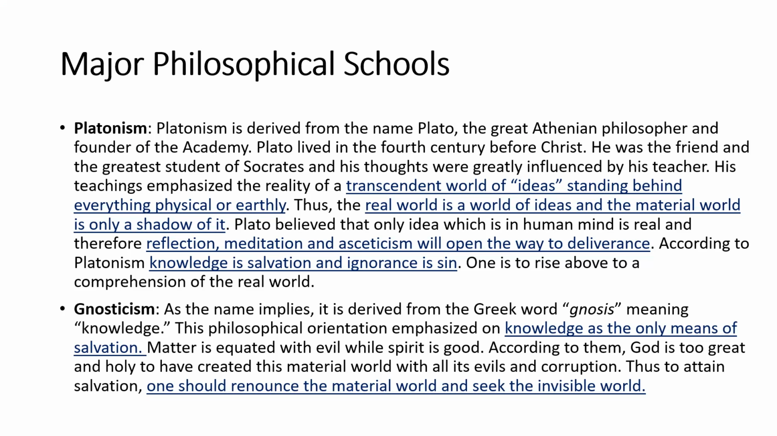Okay, two worlds. One is the real world and another is this material world. Okay, real world is also called as the transcendent world, and this material world is the earthly world, the physical world. Okay, the next point, thus the real world is a world of ideas and the material world is only a shadow of it. Okay, just imagine that, something like this. A transcendent world, a real world, which is the world of ideas, which is outside of human experience, and the other world is a material world, which is the earthly existence, the earthly world.